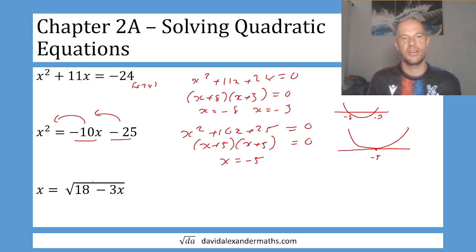So for this final example, what I would do here is I'd multiply through by x so that we can get rid of this horrible square root. So what that will be is x squared is 18 take away 3x. So yeah, we're squaring both sides.